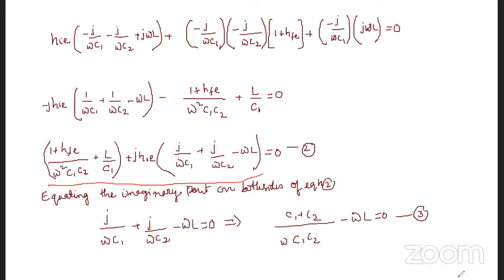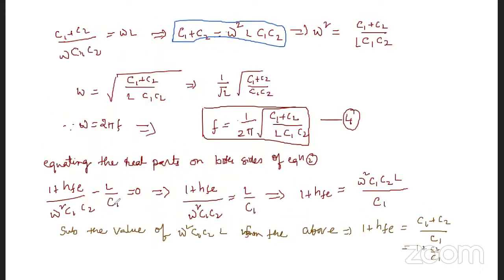So by equating the real parts on both sides, we get 1 plus HFE by omega square C1 C2 minus L by C1 is equal to 0. After rewriting, we get 1 plus HFE is equal to omega square C1 C2 L by C1.